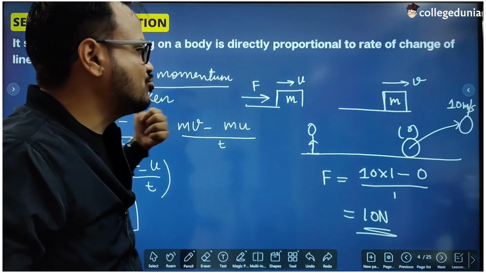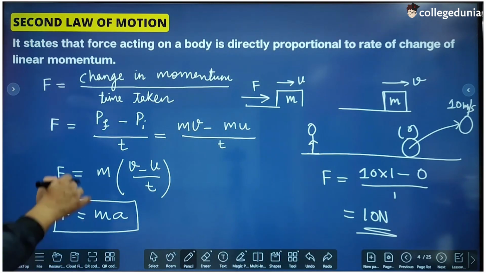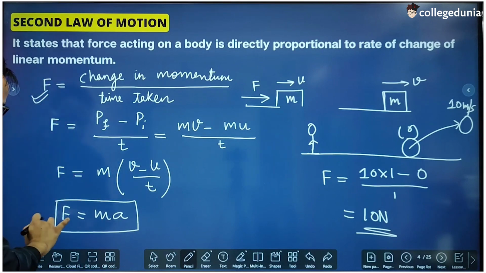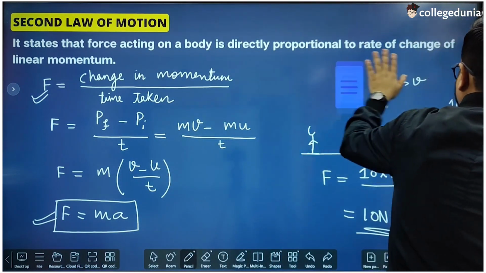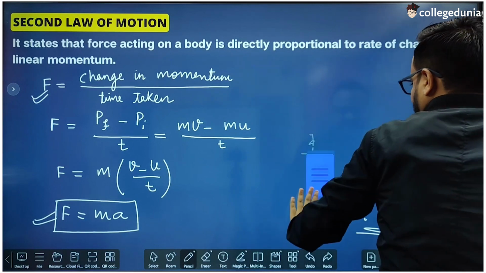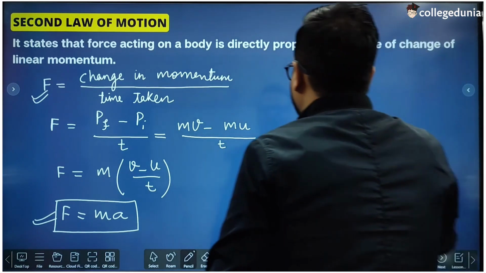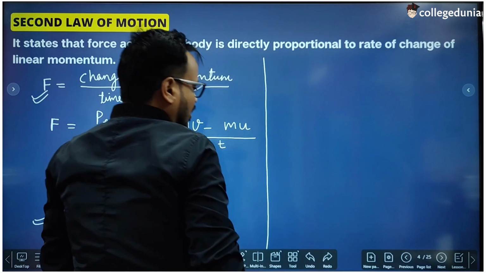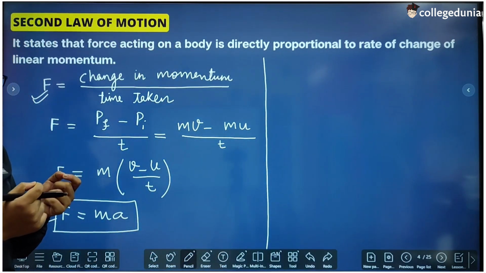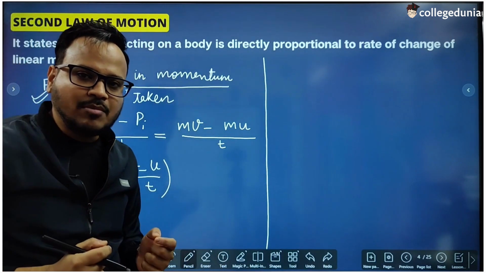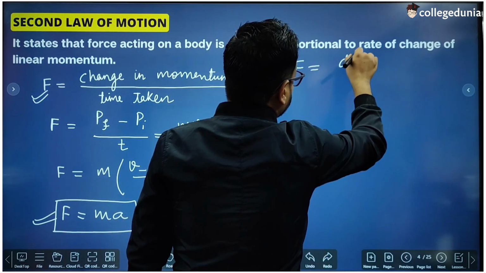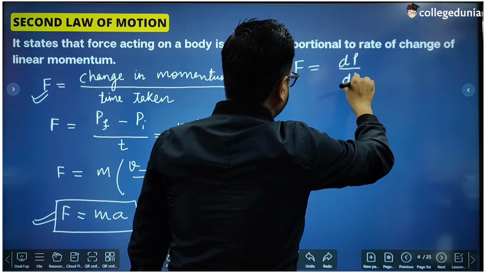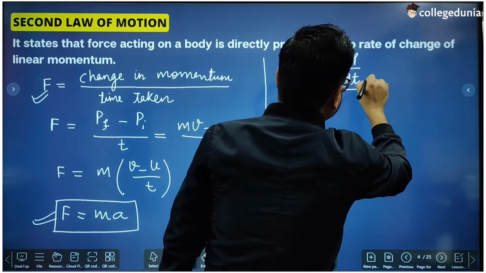This is what this law says, and this is one statement of this law and this is another statement, and this is very useful in numerical problems. But if the time is very small, say dt, and in that small time the change in momentum of the body is dp, then we can say F is dp by dt, the rate of change of linear momentum.